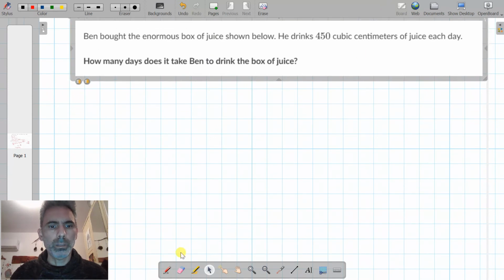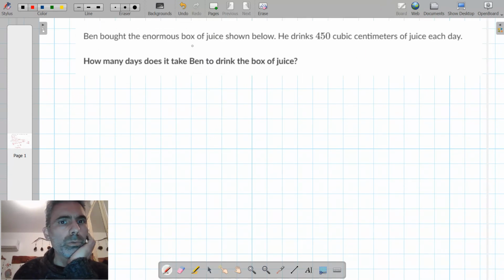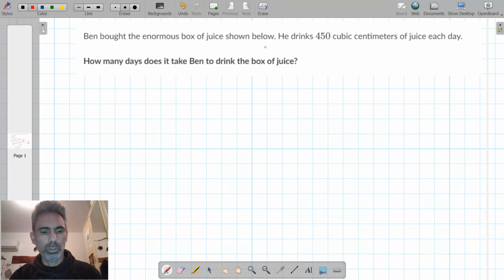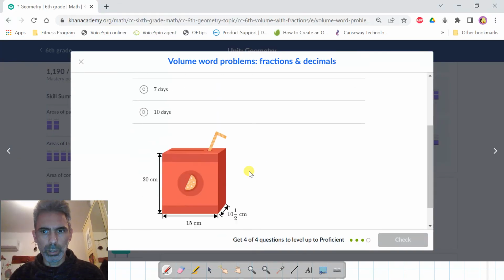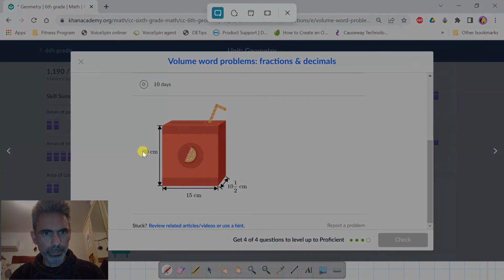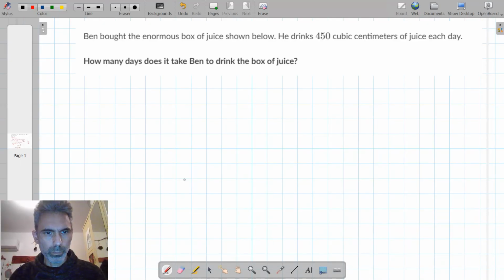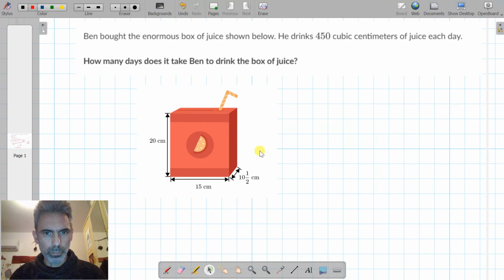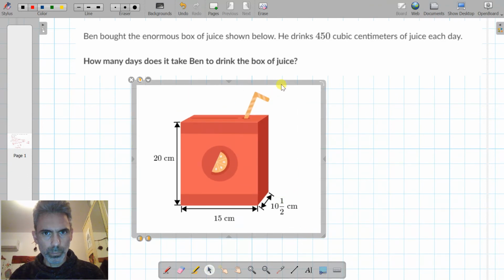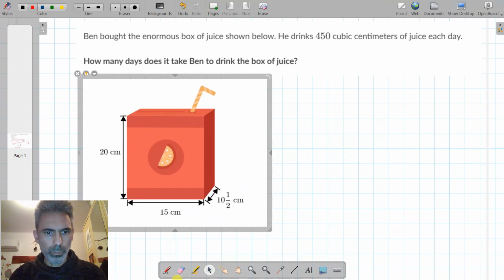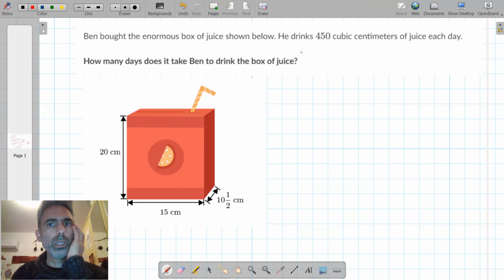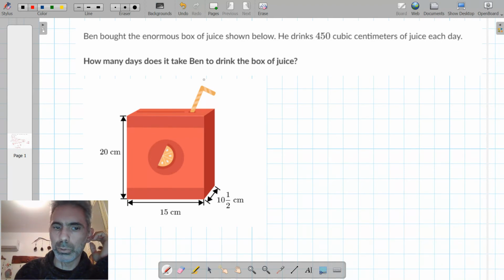Okay, Ben bought the enormous box of juice shown below. Okay, another box of juice. Okay, he drinks 450 cubic centimeters of juice every day. How many days does it take Ben to drink the box of juice?